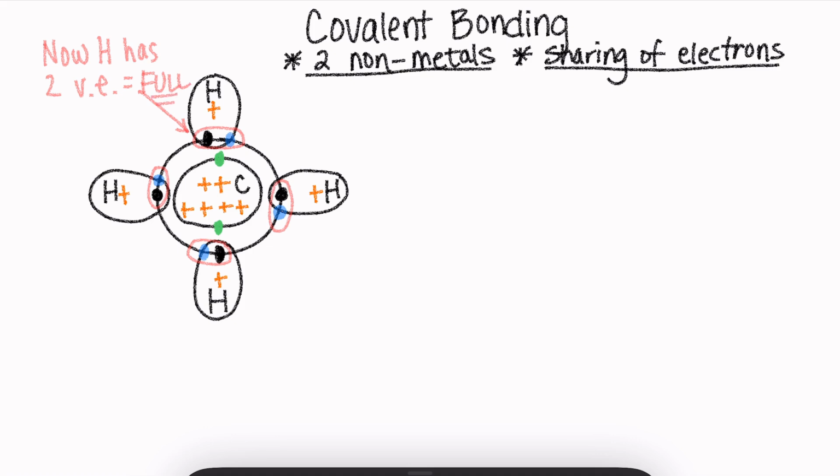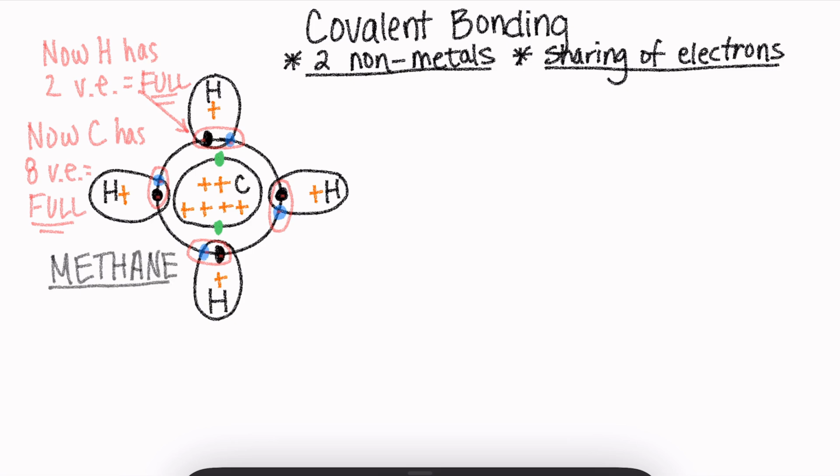And then when this is over, now if we count them up, we can see that carbon has 1, 2, 3, 4, 5, 6, 7, 8 electrons. So now carbon has 8 valence electrons, which is full for that second shell. So it is also stable. So they form a molecule called methane. And it's a compound because it has carbon and hydrogen, so it has more than one kind of atom. And this methane is going to be made up of these single bonds.